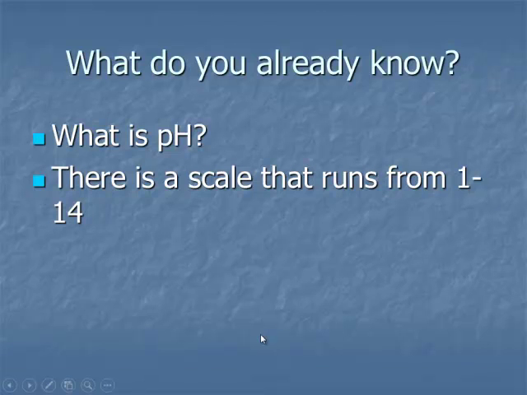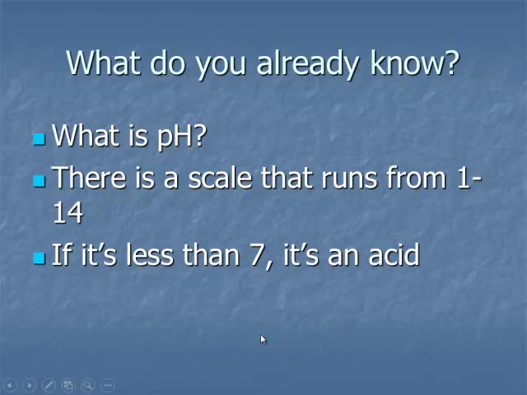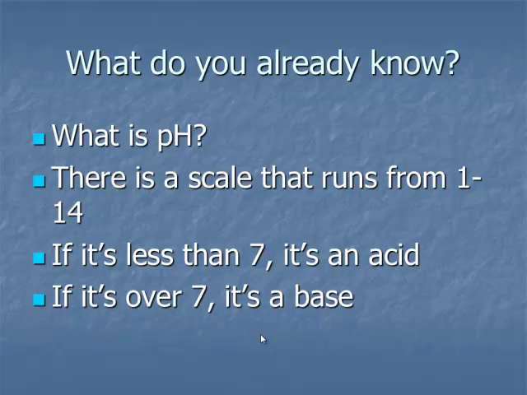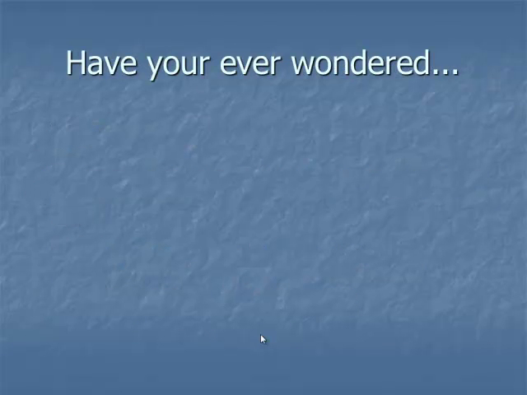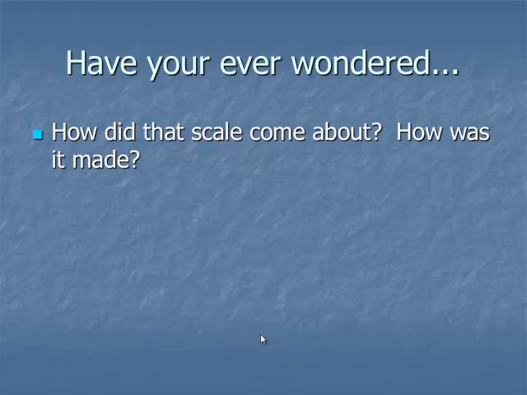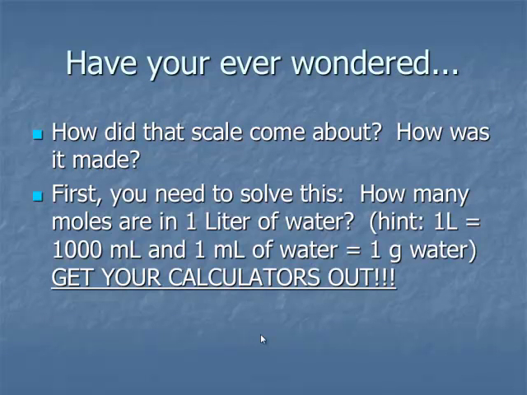So there is a scale that runs from 1 to 14, but do you know what that scale means? If it's less than 7, we call the substance an acid. And if it's greater than 7, it's a base. Have you ever wondered where the heck that scale came from? Or how it was made? In order to answer that question, you're probably going to need a calculator.